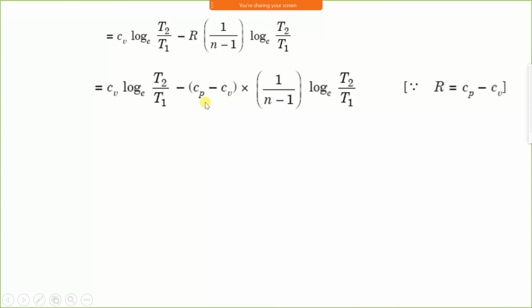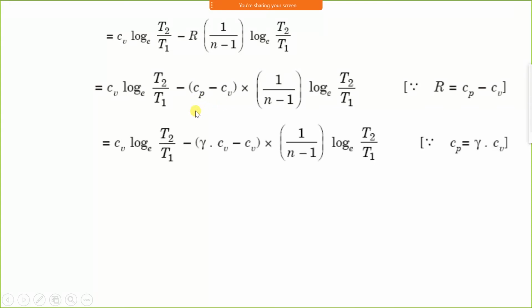Now if we divide it by Cv, divide and multiply Cp by Cv, then Cp by Cv is gamma, and then Cp will be there minus Cv. The remaining term will be the same: Cv log base e T2 by T1 minus gamma into Cv minus Cv into 1 upon n minus 1 log base e T2 by T1.